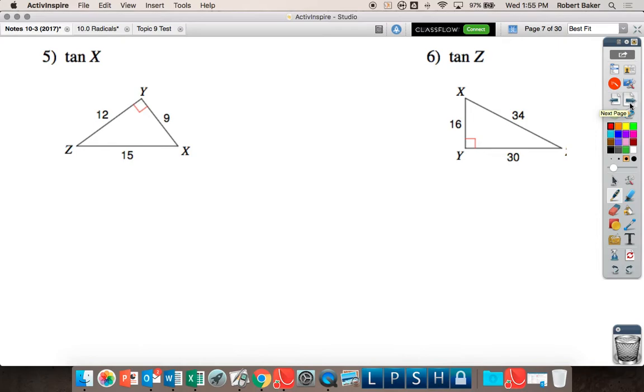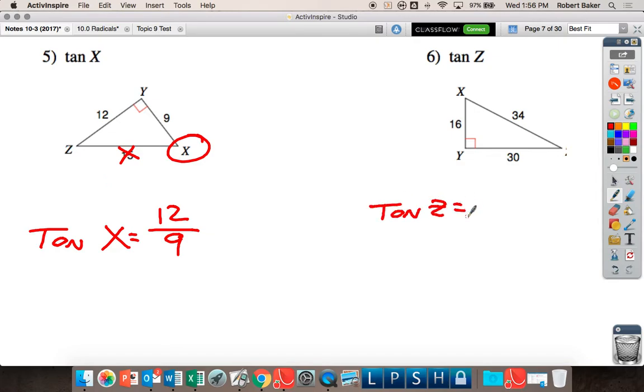You want to try this one? Volunteer? Colby? Okay. Alright. So our opposite would be 12. And then our adjacent would be 9. Why did you not use 15? Because it's the hypotenuse. Perfect. Good. Jordan, you want to try number 6? Sure. Okay.